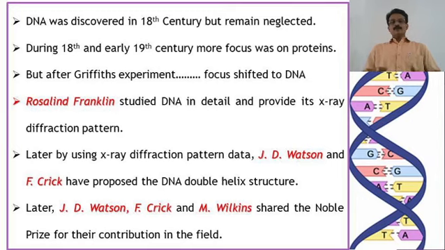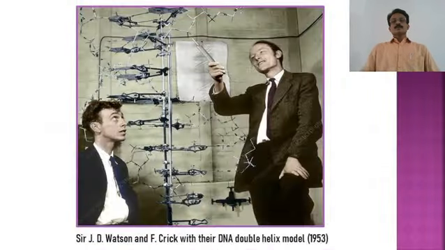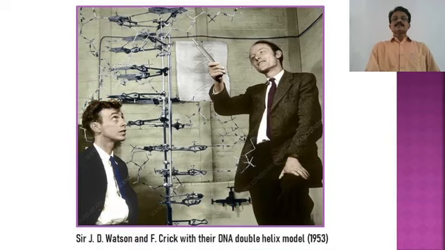For their discovery, J.D. Watson, F.H.C. Crick, and Maurice Wilkins shared the Nobel Prize in 1962. So this is the pioneer of the double helix structure of DNA, Sir J.D. Watson and F.H.C. Crick. They proposed this model on 26th April 1953.